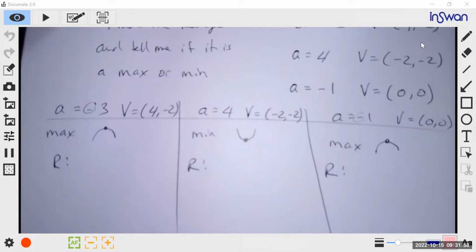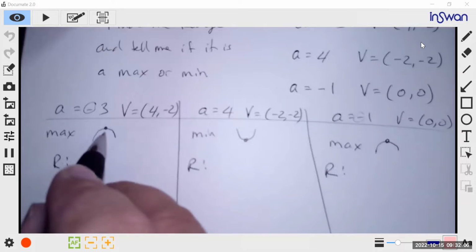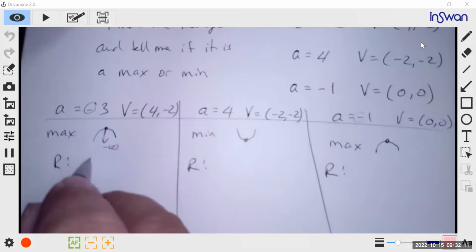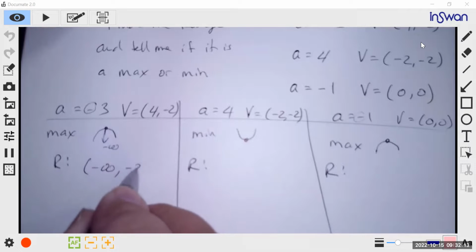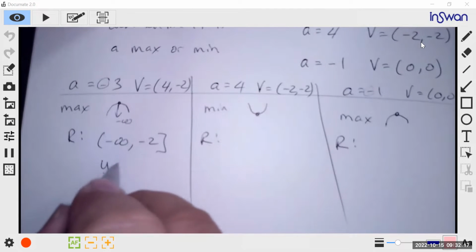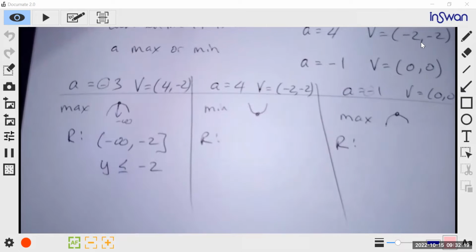So what's going to be the range of the first one? Nope, it opens down. It has to go down to negative infinity. So it goes from negative infinity to, or y is less than or equal to -2, because it opens down.